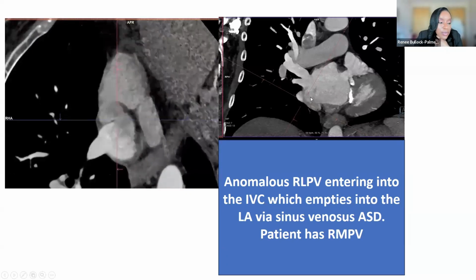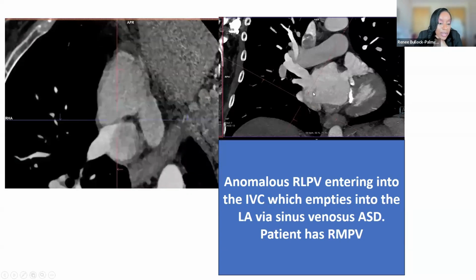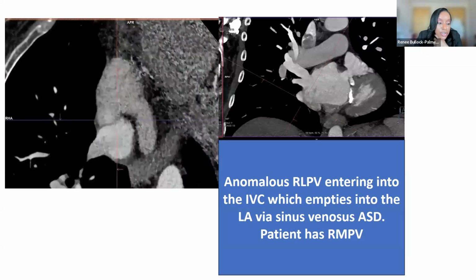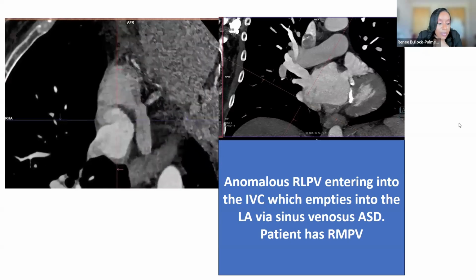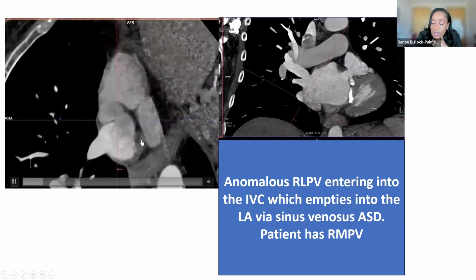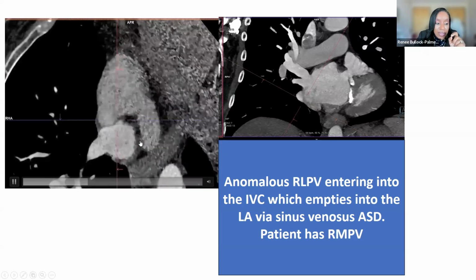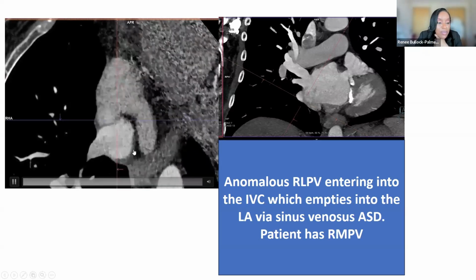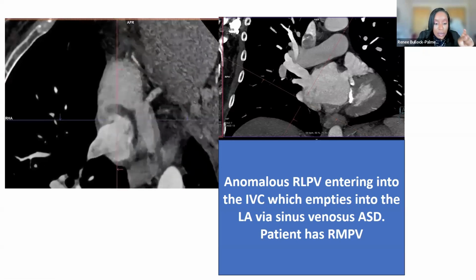So you have to be very careful, because seeing four pulmonary veins does not necessarily rule out anomalous pulmonary venous return, because they may have five pulmonary veins, right? As was the case here, with anomalous return to the IVC through that sinus venosus ASD. So this is a good example of an inferior sinus venosus ASD involving the IVC, as opposed to the superior sinus venosus ASD that can sometimes involve the SVC, and in that case will often involve the right upper pulmonary vein.